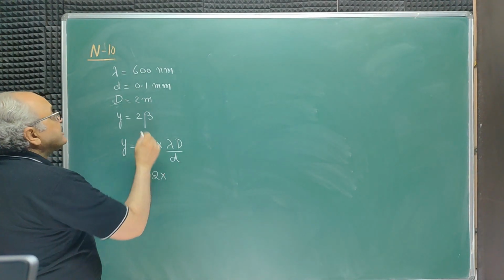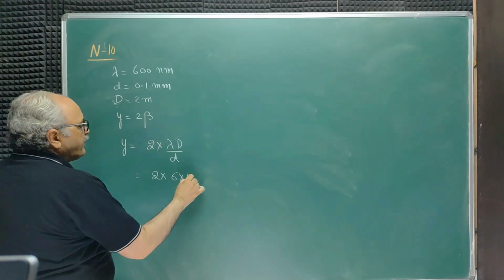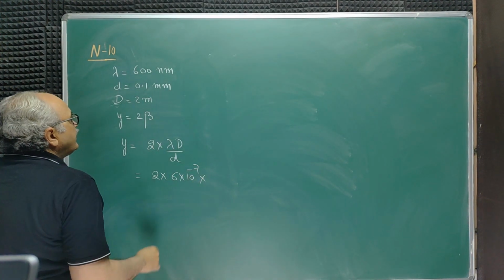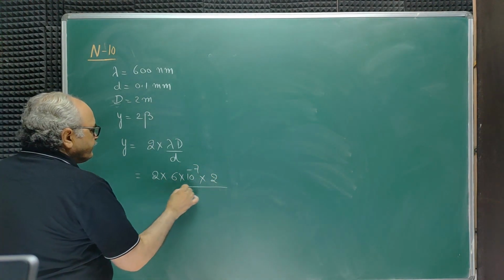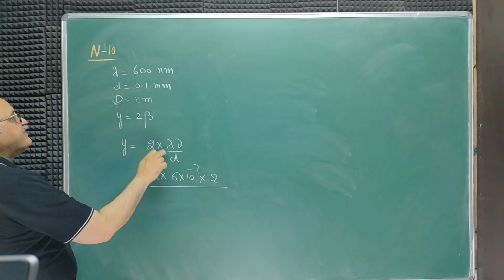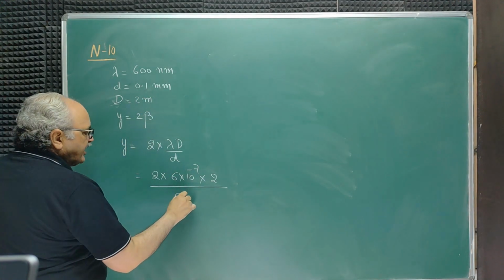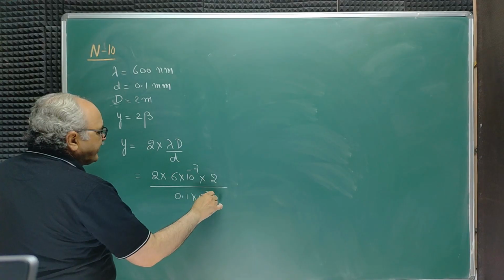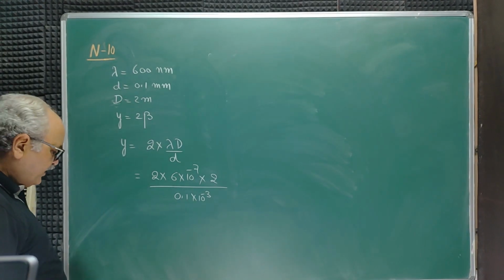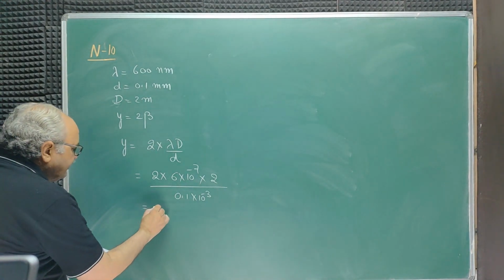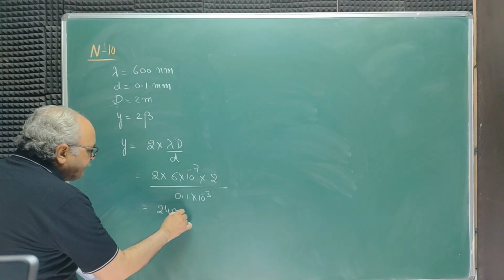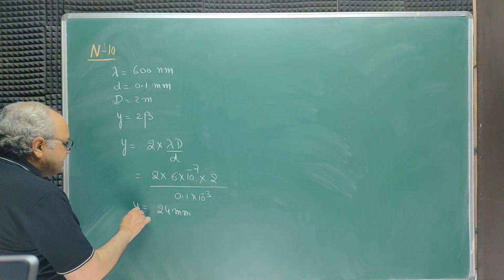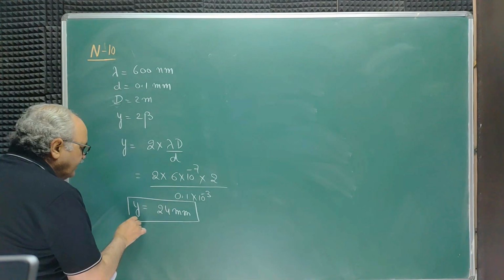2, the wavelength given is 6 times 10 to the power minus 7, capital D is 2 meter, and small d given is 0.1 mm, that means 0.1 times 10 to the power minus 3 meter. If we simplify this, we get the answer 24 mm for this distance. That is the answer for question number 10.